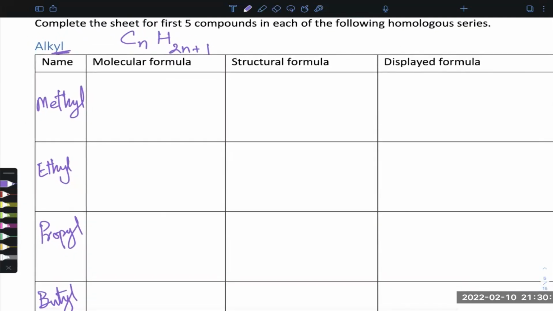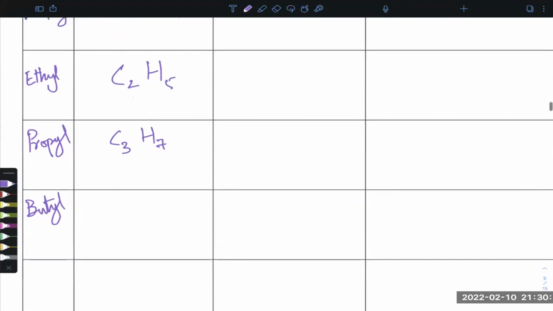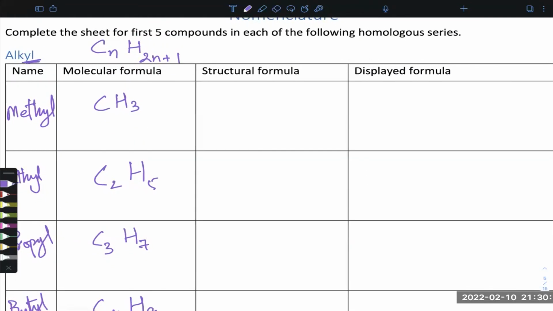You have one carbon, right? So CH3. N की जगह 1 लगा दिया. For the second one, C2H5. For the next one, C3H7. All you have to do is double the carbon, add one more. Butyl is C4H. Double it 8 plus 1 9. C4H9. अब structural formula क्या होता है?